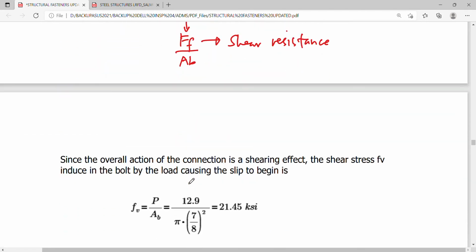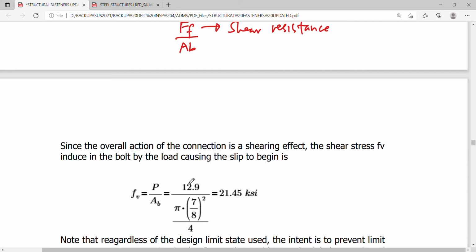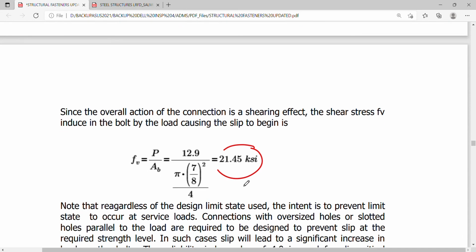So since the overall action of the connection is a shearing effect, then the shear stress Fv induced in the bolt by the load causing the slip to begin is simply again divided by this Ab here. So we get now your shear stress to be equivalent to 21.45 ksi. And this is a simple ASD computation for your shear stress.